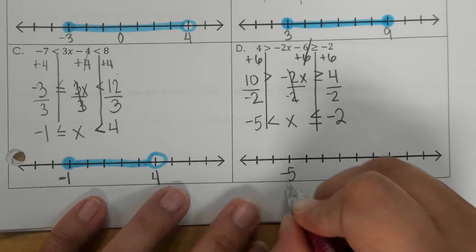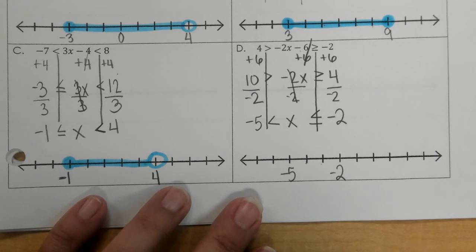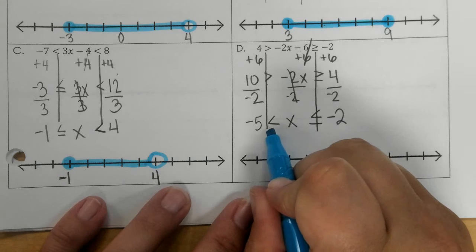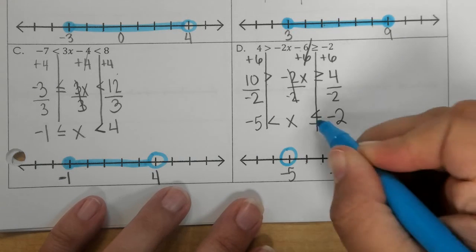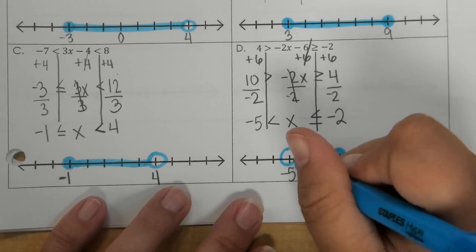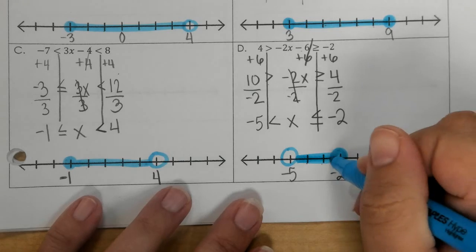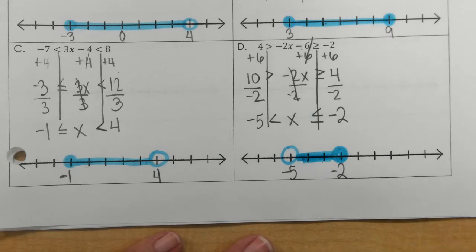So on the number line I have -5, -4, -3, -2. And this one's going to be an open. And this one will be a closed. And we are connecting. Remember that you want to be on the number line when you connect.